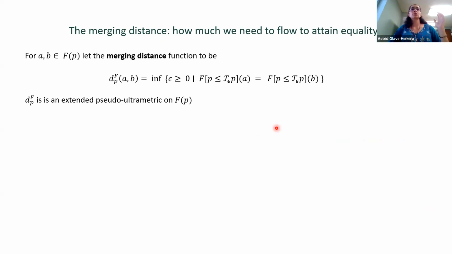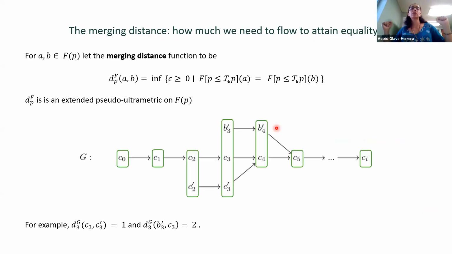Maybe I'm going to show an example. Perfect. Let's take G, and consider these two elements in G3, B3 prime and C3. They are not the same, but if I take the image one and two steps ahead, I can see that both of them are mapped into C5. So I'm going to say the distance between B3 prime and C3 is the infimum delta such that if I flow forward by delta, they are the same. So this is exactly what is here. I use epsilon, the minimum epsilon such that if I flow forward between A and B, they are mapped to the same element.